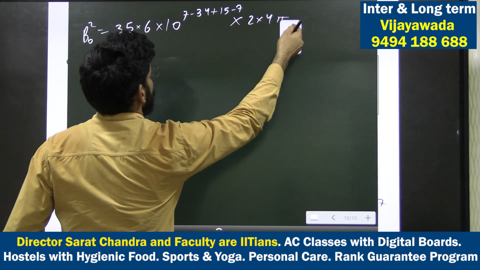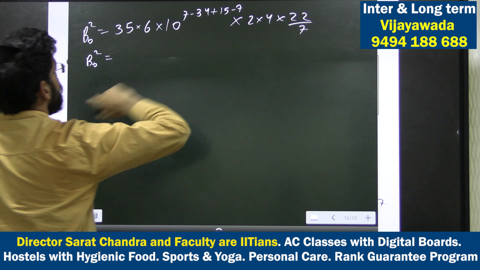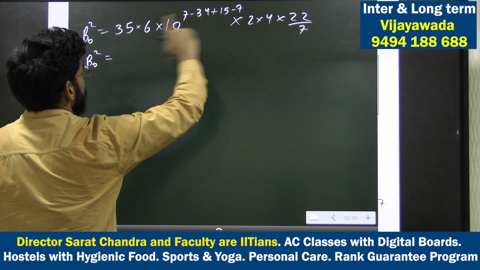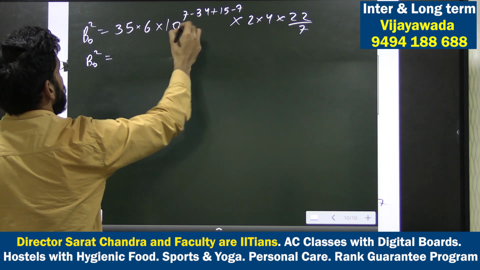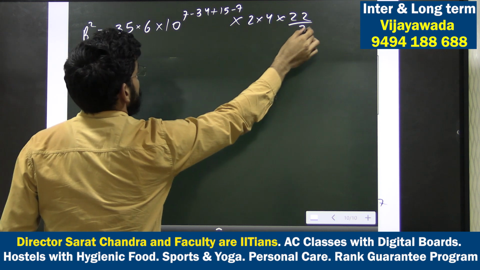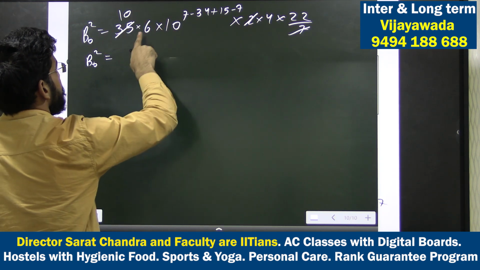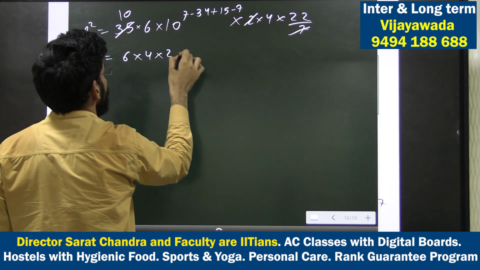Put the pi as 22 by 7 as he said. So 22 by 7. 35 into 2, 70. So by that it will get cancelled out. Hold on. So here this 7, this 2 and this 35 gave me 10. Then 6, 4, 22. 6 into 4 into 22.